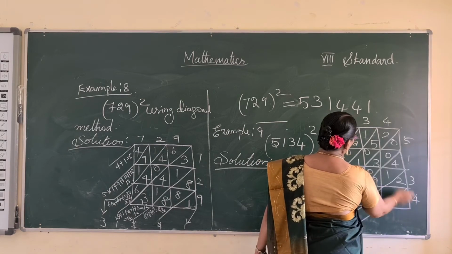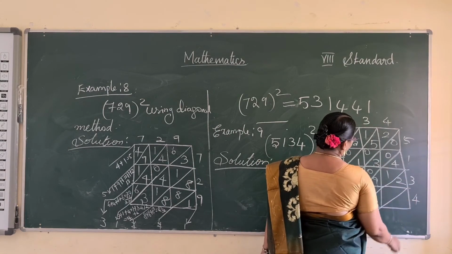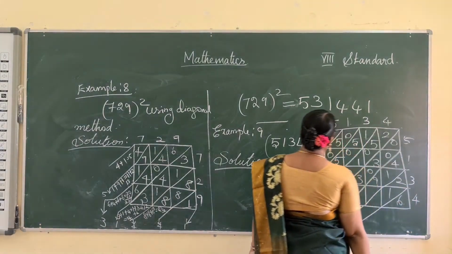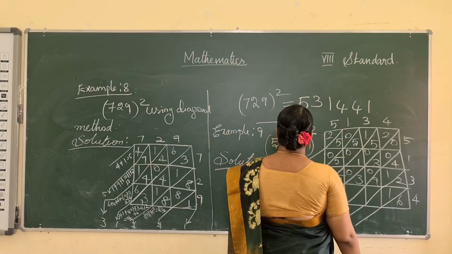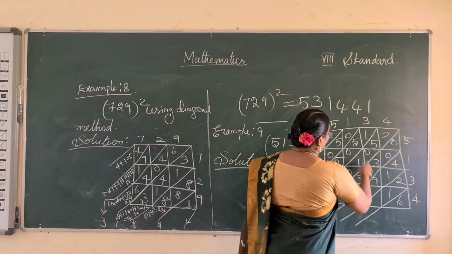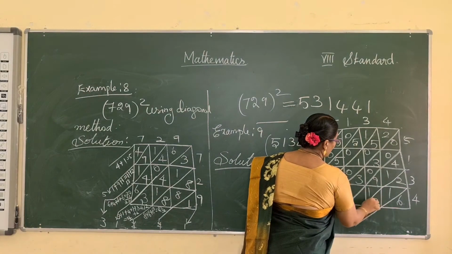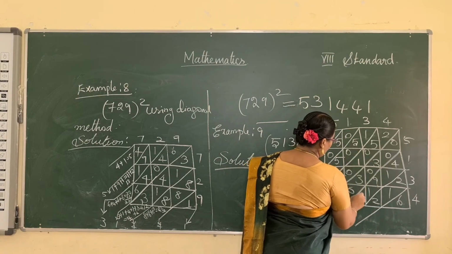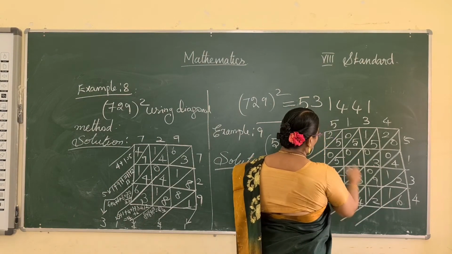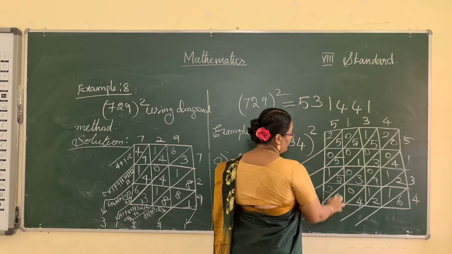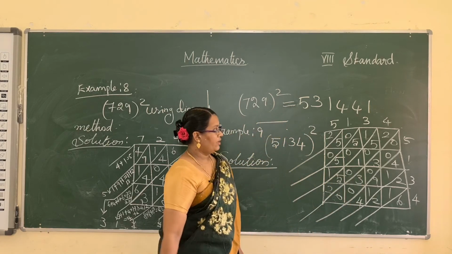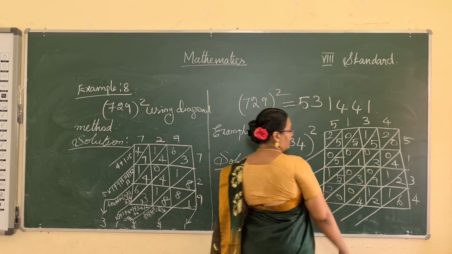Okay, and next one, 4 4s are 16, 4 3s are 12, 4 1s are 4, and then 4 5s are 20. Multiply and write in the diagonals.